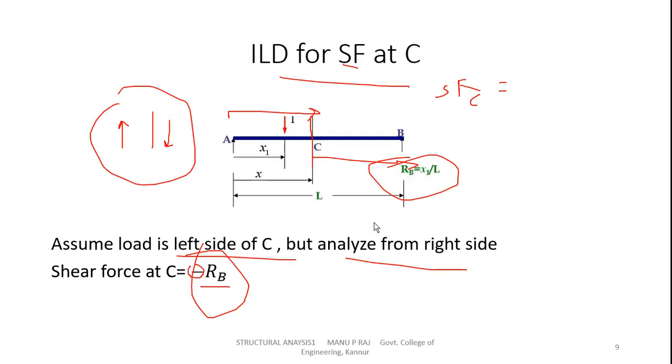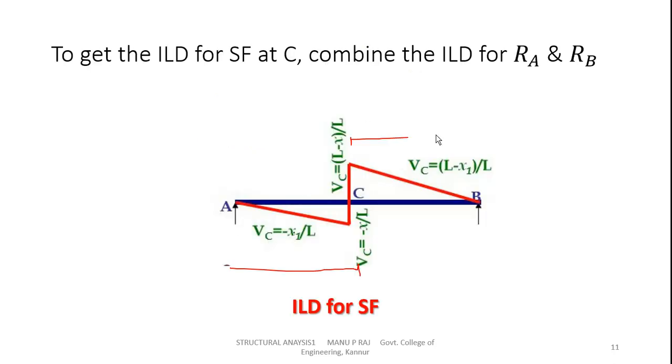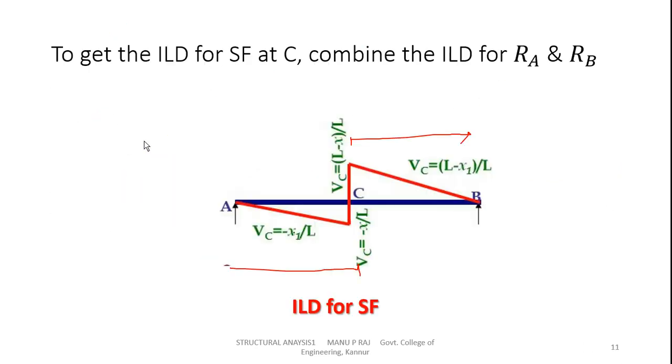Now for the second case, when the load is acting on the right side of C, RA is the shear force. So on the right side, we'll draw RA. The ordinate of RA will be (L minus x) by L. So this ordinate is (L minus x) by L. So the ILD for the shear force diagram will be like this.